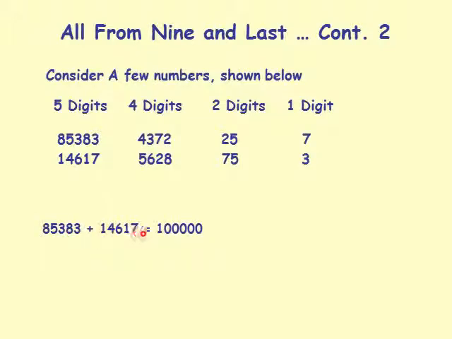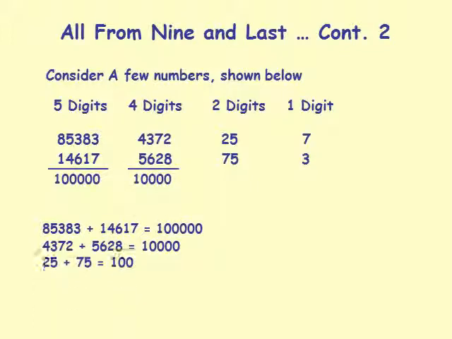85383 plus 14617 is 100,000. 4372 plus 5628 is 10,000. 25 plus 75 is 100. 7 plus 3 is 10.